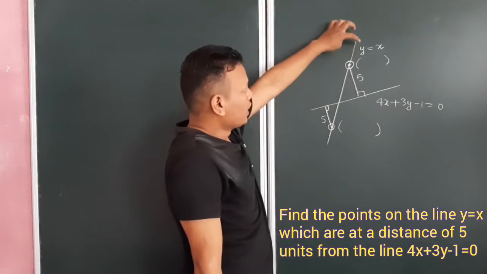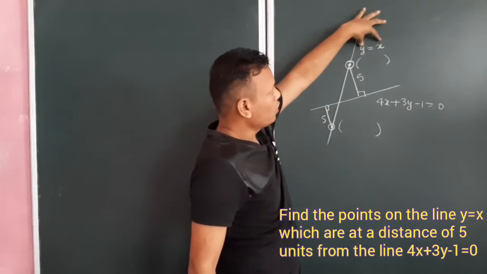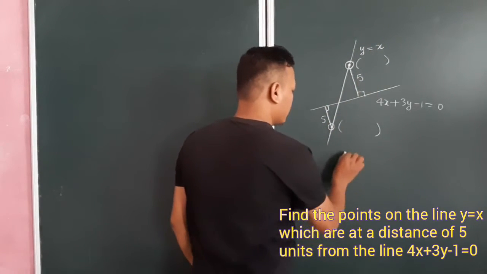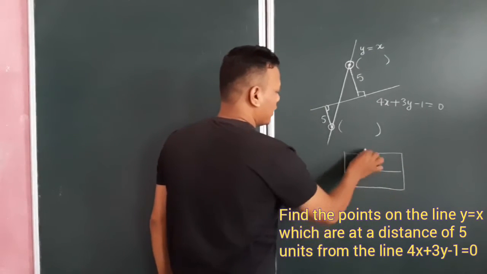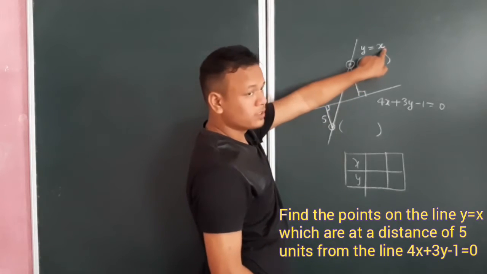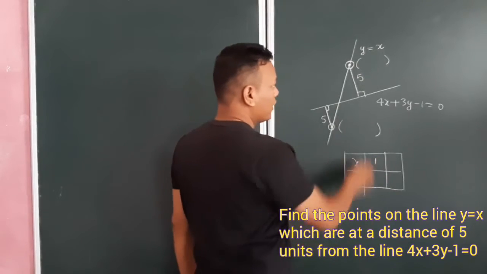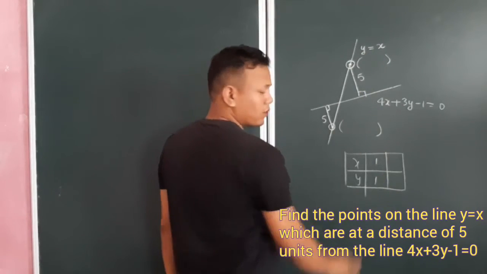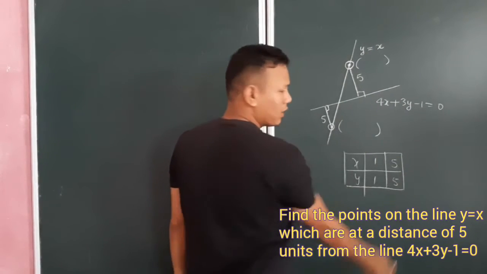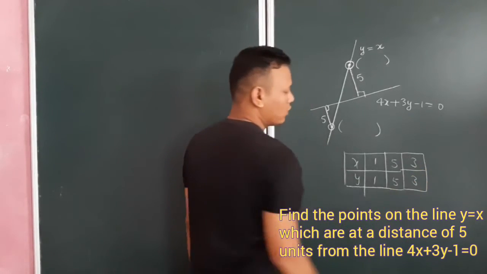Let's try to understand. From your junior classes, if I ask you to draw the graph for y equals x, what do you do? You take a table like this, and you put the values of x and y, and however much x is, the same value is for y as well. If I take x equals 1, then y will also be 1. If I take x equals 5, then y will also turn out to be 5. Similarly, if you take x equals 3, then y will also be 3.